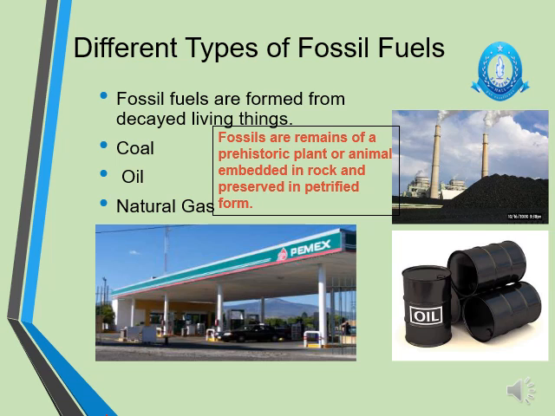I have added some pictures of the fossil fuels and also some fossils. So from these pictures, you must now know that fossils are remains of living animals or plants that lived millions and millions of years ago. And we call these fuels, the coal, oil, and natural gas, fossil fuels, because they are also millions and millions of years old, and they were once living things.